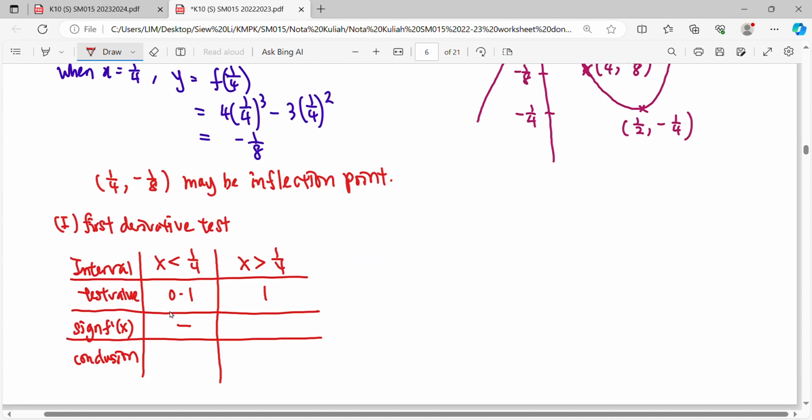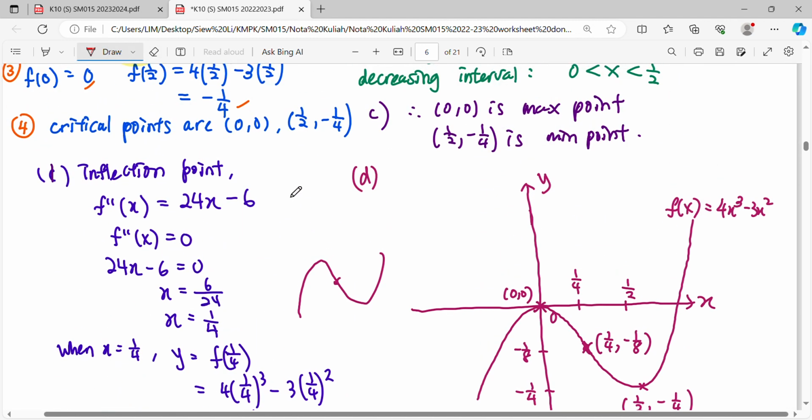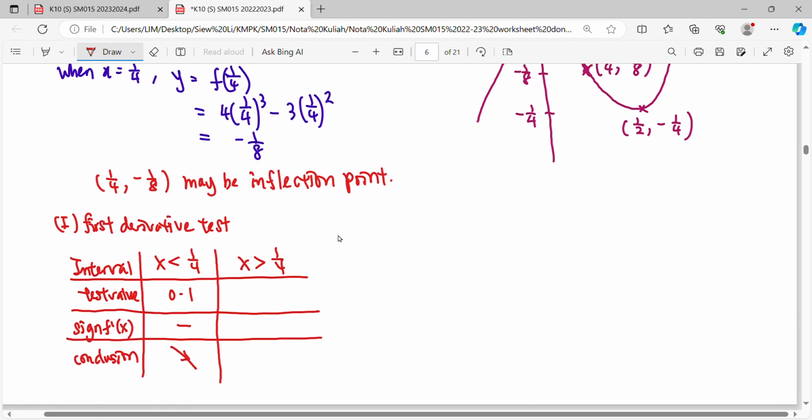negative. So the gradient of the tangent is decreasing. When we have more than 1 over 4 but not exceeding 1 over 2, because our critical points happen at 0 and 1 over 2, let's say we put 0.3, it is also negative, decreasing. From this we can conclude that 1 over 4, negative 1 over 8 is an inflection point.